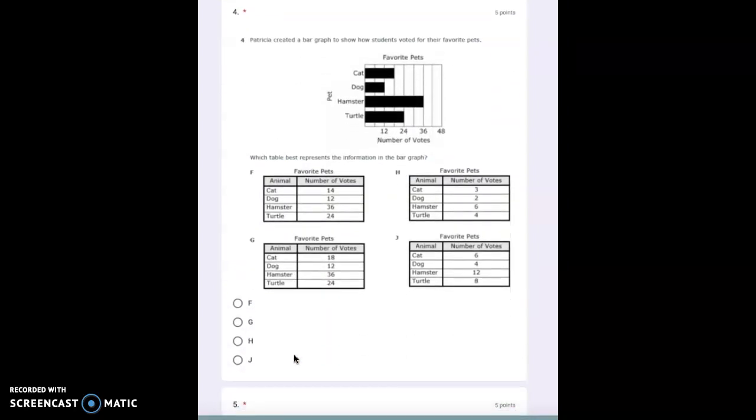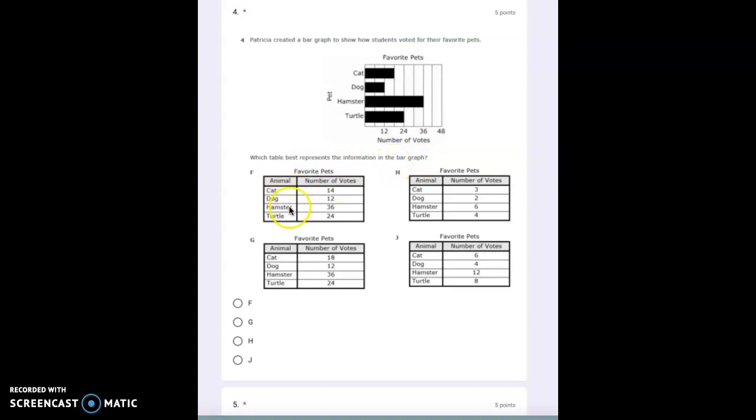Number 4. Patricia created a bar graph to show how students voted for their favorite pets. So favorite pets: cat, dog, hamster, turtle. And then the number of votes: 12, 24, 36, 48. Which table best represents the information in the bar graph?